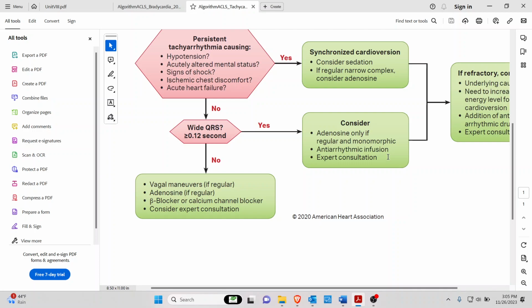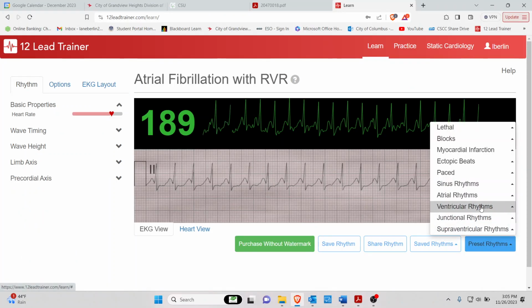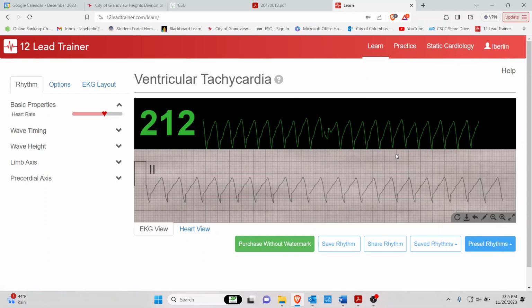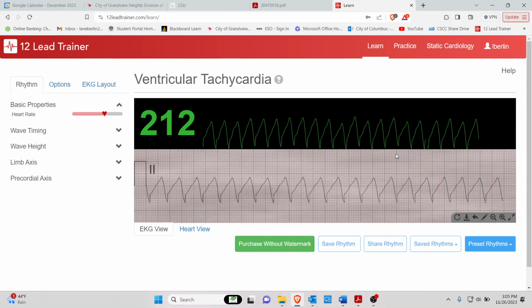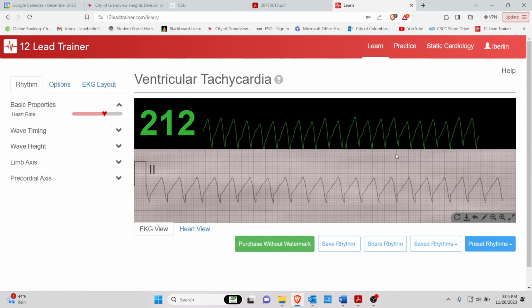Let's come back to wide complex tachycardia. So we need to look at ventricular tachycardia. That's really the only wide complex tachycardia that you're going to see, greater than 150. Again, this is a tricky bugger because it can be stable, it can be unstable, and it can also be pulseless. And there's a different way to treat all three of those things. Let's start with the stable one.